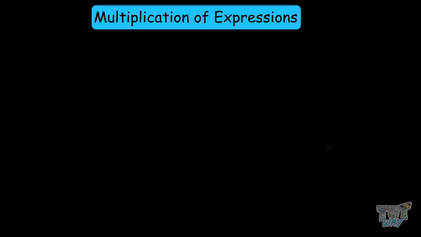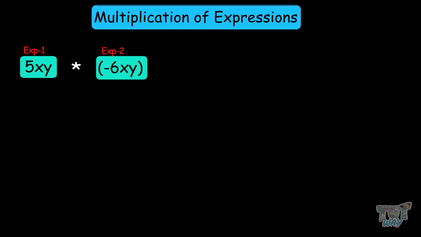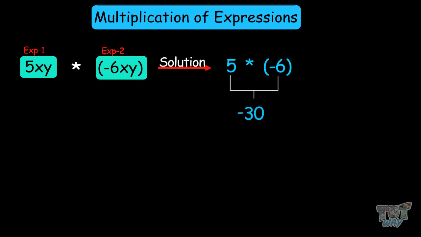Next question. 5xy times negative 6xy. So here we have a negative number, negative 6, but we still follow the same rules. We have to multiply all the coefficients, so we get 5 times negative 6. This will become negative 30, because whenever we multiply two numbers, and if one number is negative, the product will be negative. So this is negative 30.